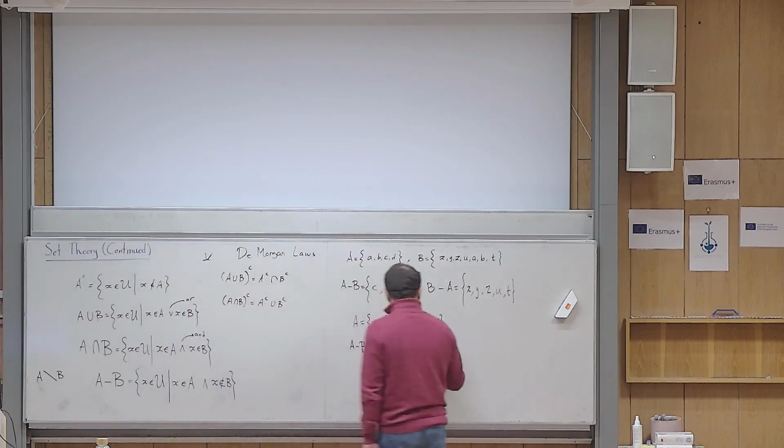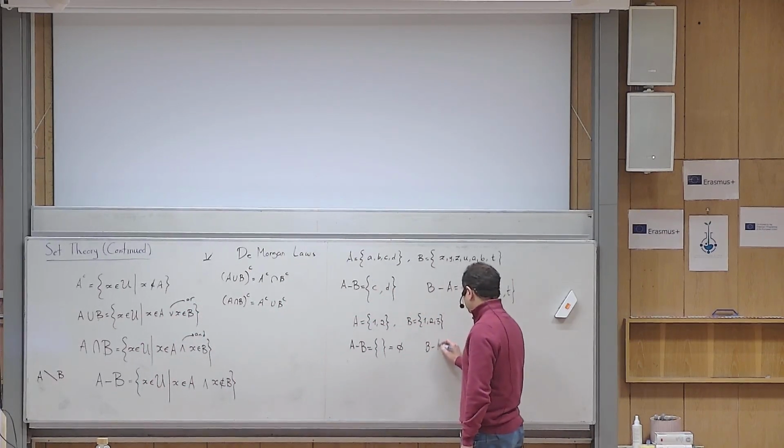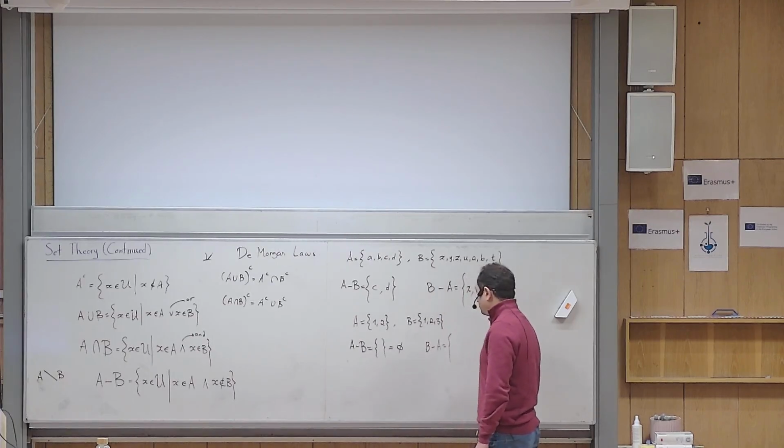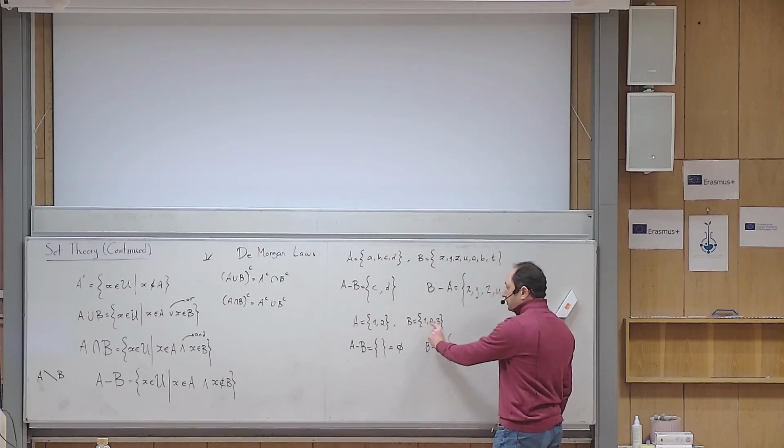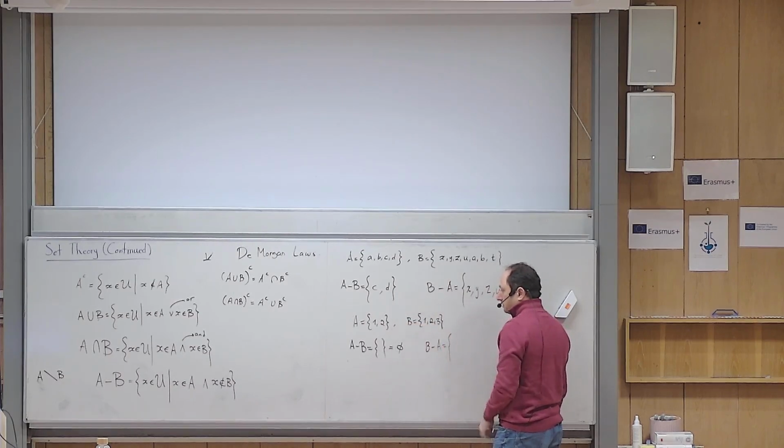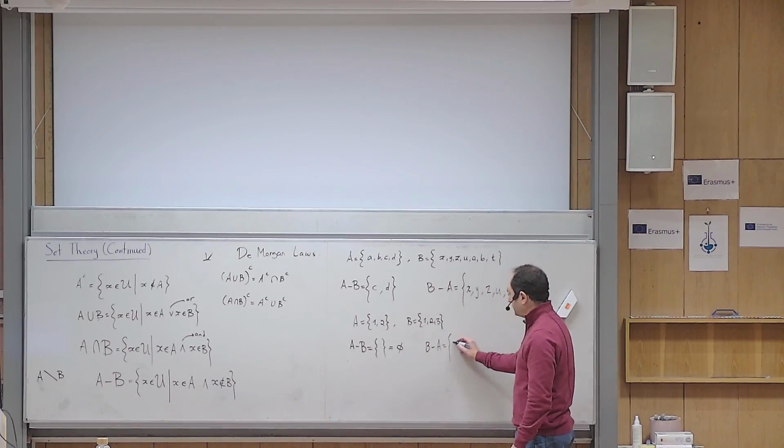But what is B minus A? You open the curly brackets, you look into B elements and choose the ones that are not in A. There is only one with that property, and that is 3, and then you close it.